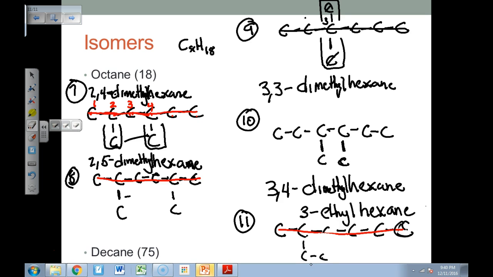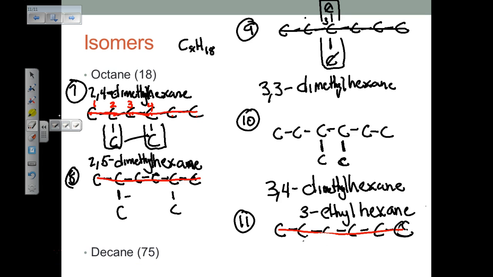So just like methyl groups have to go at least on the second carbon, ethyl groups have to go on the third carbon at least. If we put it here, 1, 2, 3, it's going to be the same thing. So I think we are close to being done with the hexanes that we have. Let's get rid of some of these.